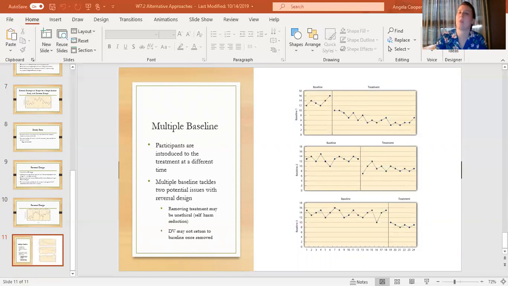Now there's reasons why there are multiple baselines. It could be that if we remove the treatment, like with the ABA design, where we have the baseline, do the treatment, and then remove it and measure the baseline again, remove the treatment. Sometimes that's not possible. Removal of the treatment could be unethical. Like when I mentioned the hitting your head behavior, or some sort of self-harm.